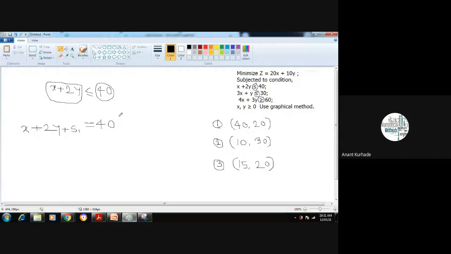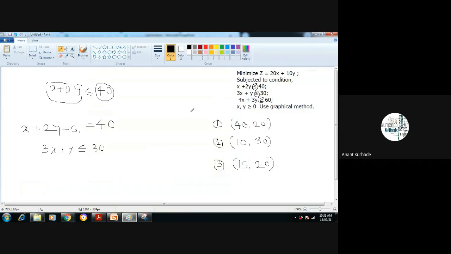Now see the second constraint. 3x, this is a very important thing. Just focus. 3x plus y is less than or equal to 30. Now again the constraint is less than or equal to, so again you have to add slack variables.